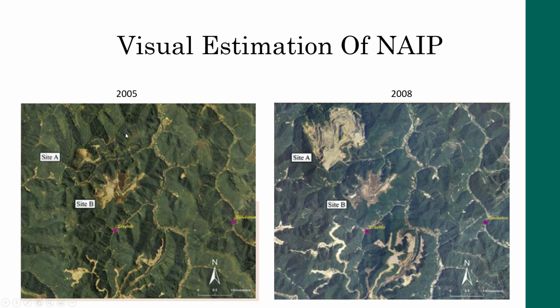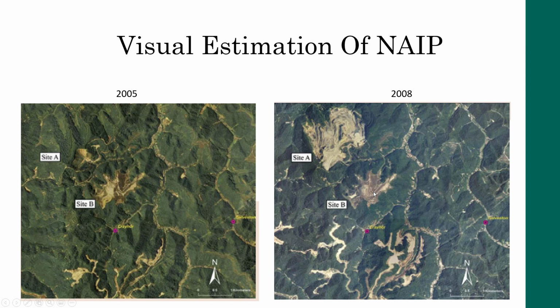So in terms of visual estimation, again, you can look and you can see areas of deforestation. So this would be 2005, and this would be 2008. So this is time 1, this is time 2. And you can see visually here, in time 1, site A, we had all of this forested area. In time 2, you can see that it's been obliterated due to deforestation. And then site B, you can see that we've grown back some vegetation.